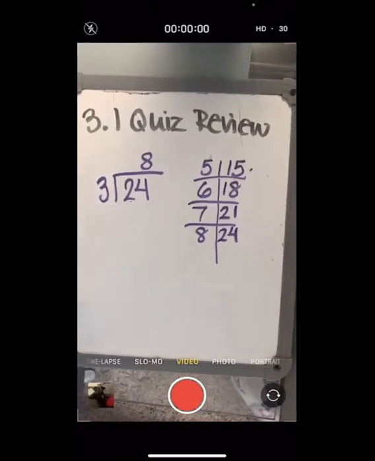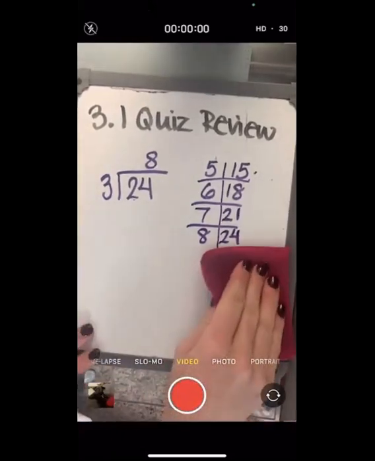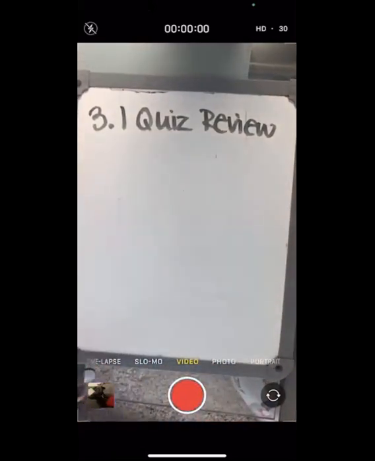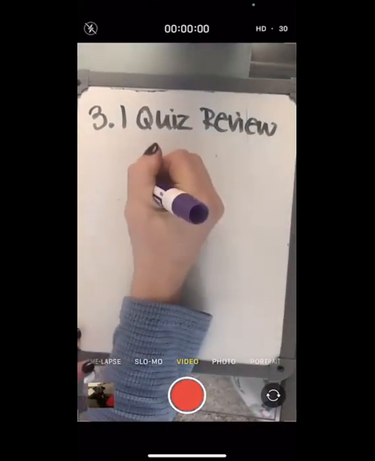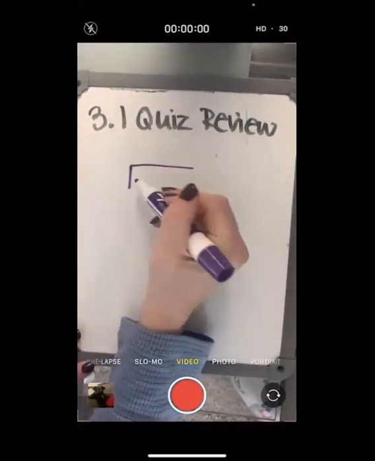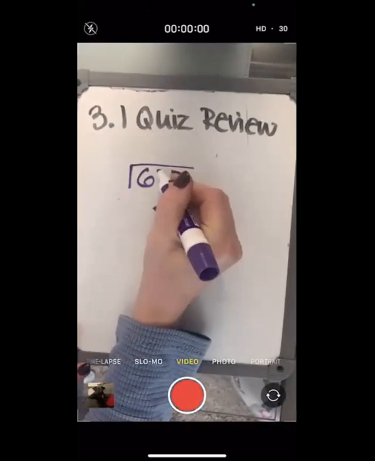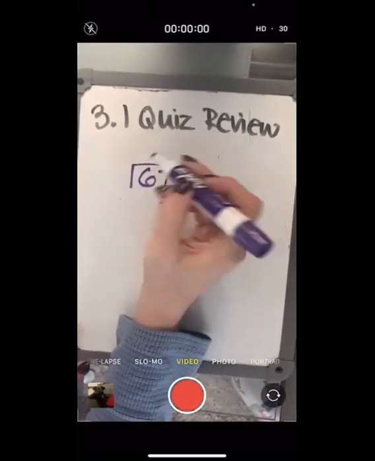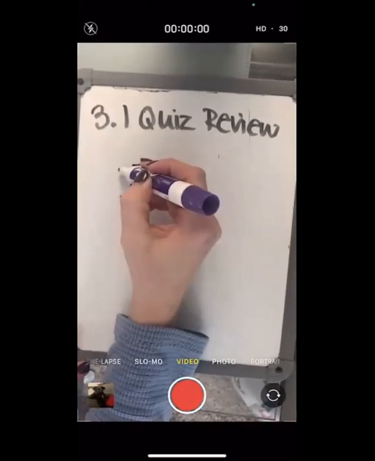So let's try a different one, and we'll use a ratio table to kind of help us get through it, okay? So I'm going to go up to a 3-digit problem. And there may or may not be a remainder. So I'm going to do 672 divided by 8.